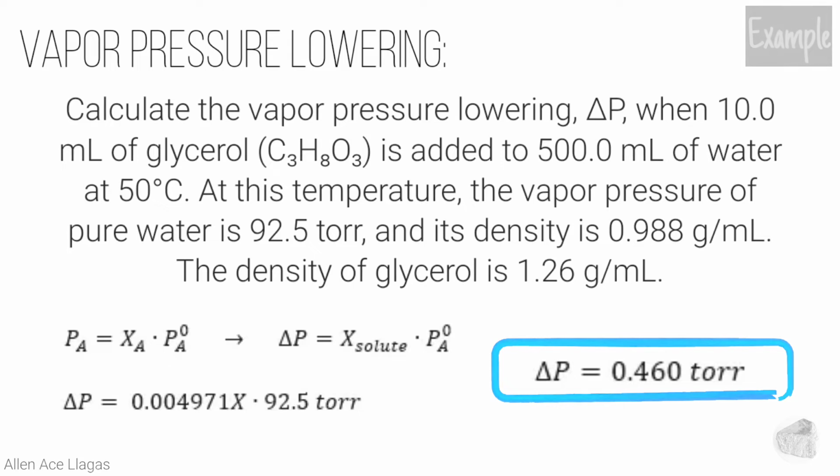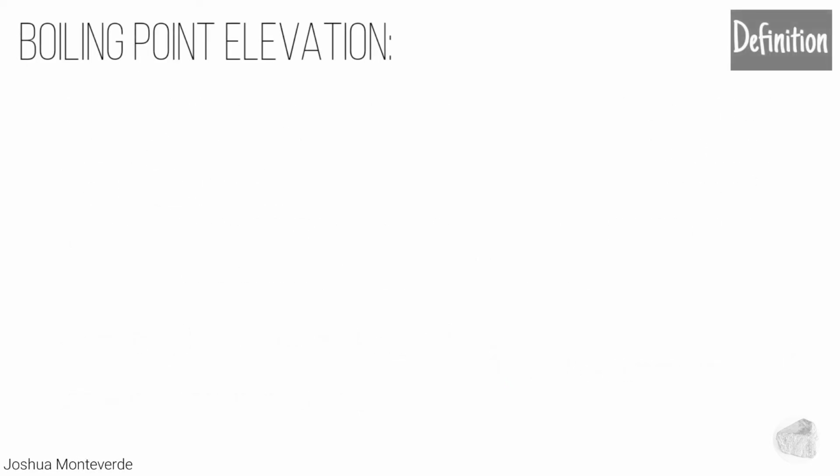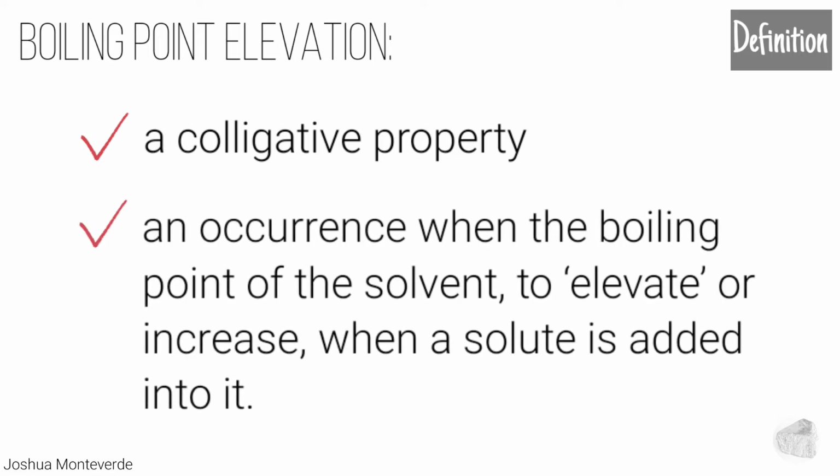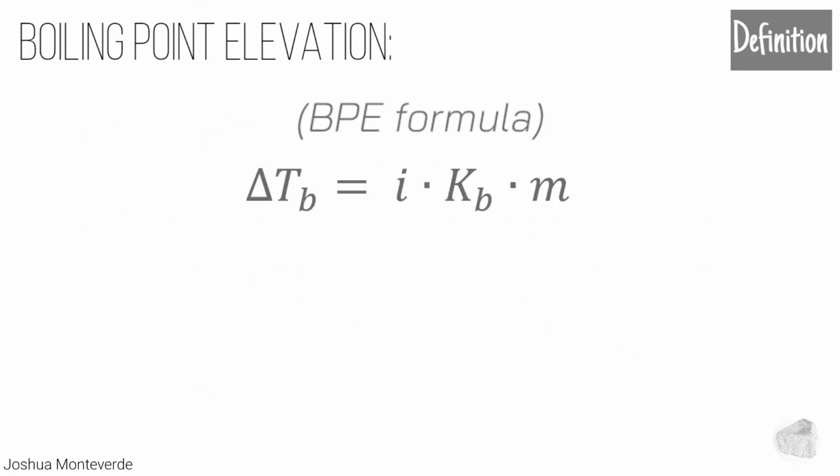Boiling point elevation is the next colligative property to discuss. This is an occurrence when the boiling point of the solution, mainly the solvent, elevates or increases when a solute is added into it, usually non-volatile compounds. Its formula is as follows. Delta T sub B is equal to i multiplied by K sub B multiplied by m.